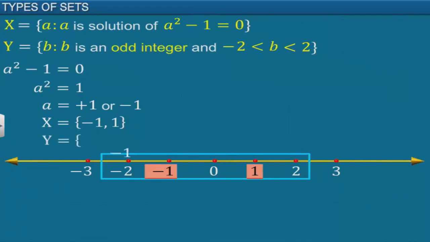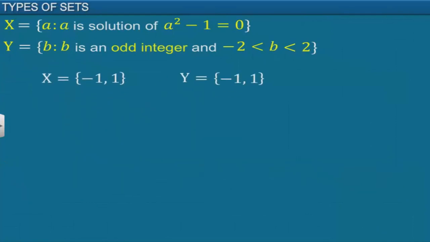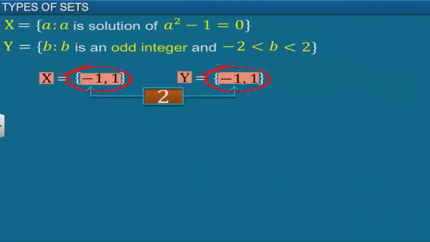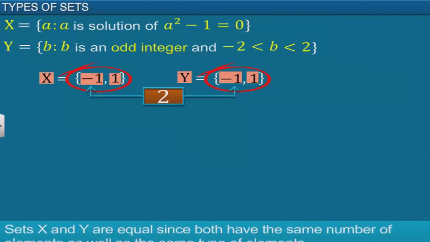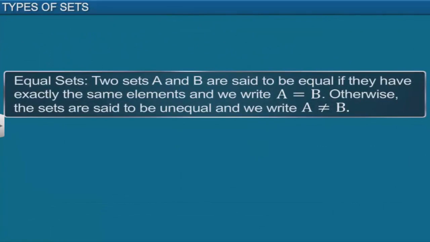If we compare sets X and Y, the number of elements in each set is 2, and each set consists of the same type of elements, minus 1 and 1. We can therefore say that sets X and Y are equal since both have the same number as well as the same type of elements. Two sets A and B are said to be equal if they have exactly the same elements. Otherwise, the sets are said to be unequal.